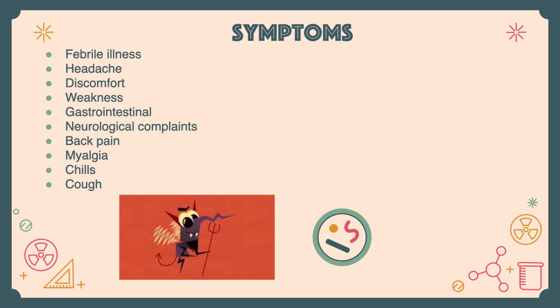So some symptoms are febrile illnesses, headache, discomfort, weakness, and gastrointestinal symptoms, which include nausea, vomiting, and diarrhea. Neurological complaints involve dizziness, confusion, and disorientation, and also coma. Also back pain, myalgia, which is muscle pain, chills, and cough. Now that we know the symptoms, let's talk about diagnosis, treatment, and possible preventions.